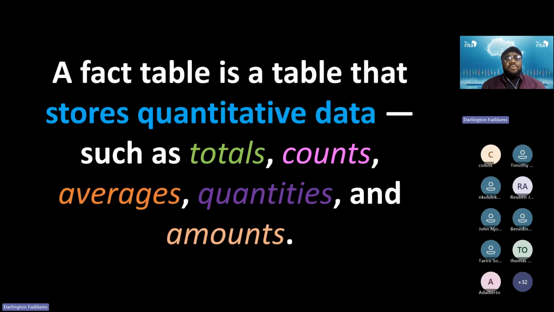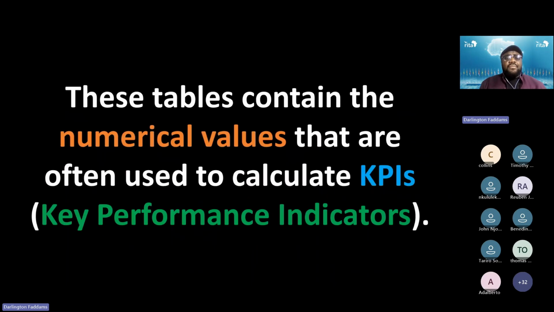Now, a fact table is a table that stores quantitative data, such as totals, counts, averages, quantities, amounts. So a fact table is a table that stores numerical data that can be counted. By the time I complete all the slides, you will definitely understand. These tables contain numerical values that are often used to calculate KPIs.